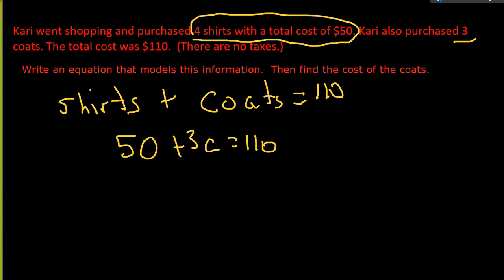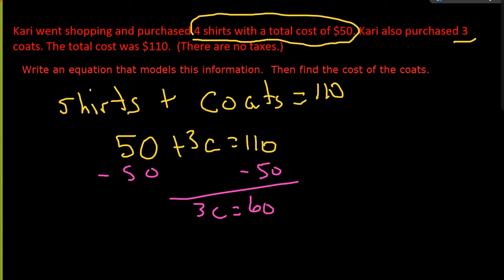That's our equation. Then to solve that, we get rid of the stuff that's on the same side of the letter, but not touching it. So we're going to subtract 50 on both sides. That gives us 3C equals 60. And then we would divide both sides by 3, and this time I am going to use the fraction. And that means that Carrie spent $20 per coat, assuming everything was the same price.